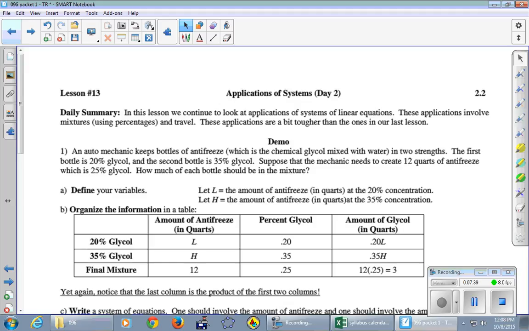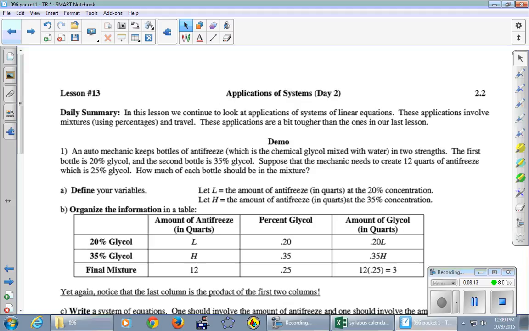Number 1, an auto mechanic keeps bottles of antifreeze, which is the chemical glycol mixed with water, in 2 strengths. So just to be clear, you have a blue bottle of antifreeze. Most of that is water, but there is a chemical in there called glycol, and that's what some people just call antifreeze. It's that glycol. 2 strengths. The first bottle is 20% glycol, which means what percentage is water? 80%. So 20% of it is this chemical, 80% is water. And the second bottle is 35% glycol, leaving 65% water.